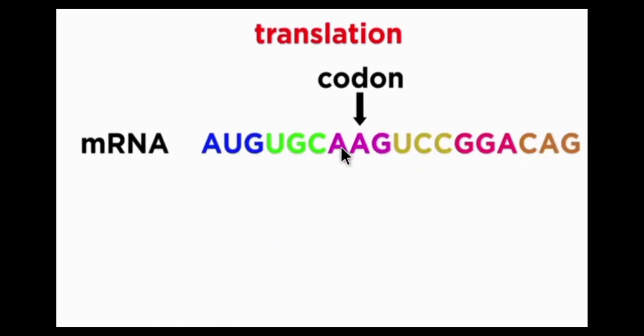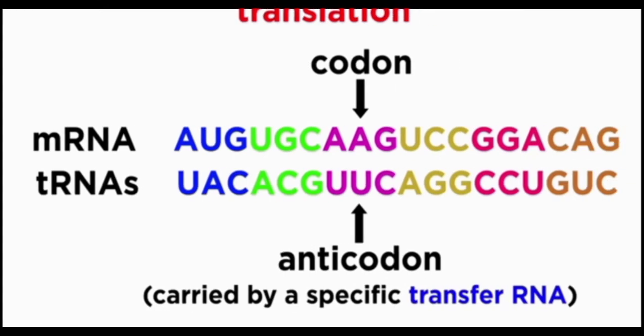These 3 letters are the codon. The codon at the lower part is the tRNA. The mRNA has the codon and the tRNA has the anticodon.